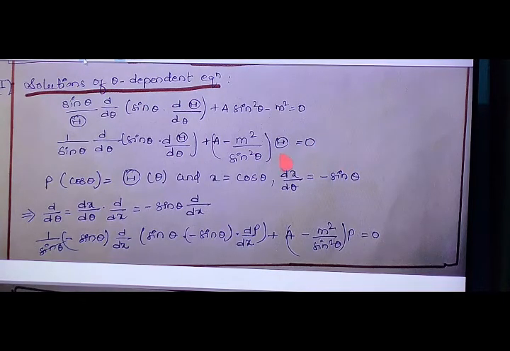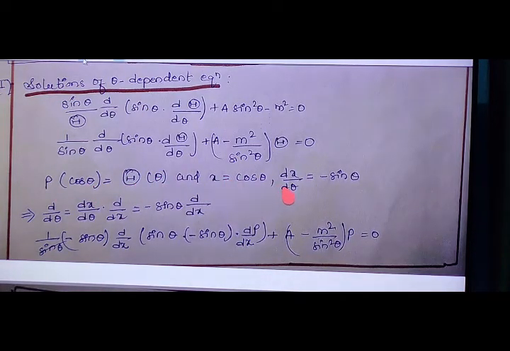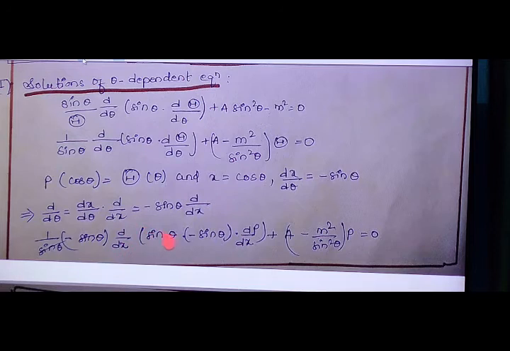We can express the equation depending on cos θ rather than θ itself. Therefore, the solution becomes P(cos θ) equals Θ(θ), and x equals cos θ. Therefore, dx/dθ equals −sin θ, which implies d/dθ equals dx/dθ times d/dx equals −sin θ d/dx. Substituting this in the equation, we find (1/sin θ)(−sin θ) d/dx (sin θ (−sin θ) dP/dx) + (a − m²/sin²θ) P = 0, where sin θ gets cancelled.